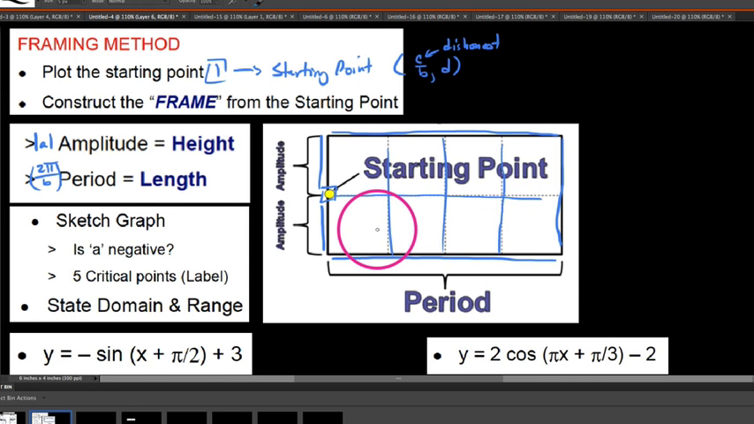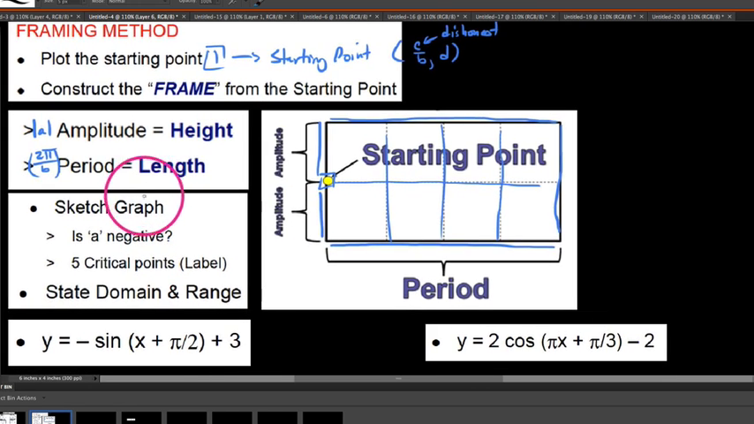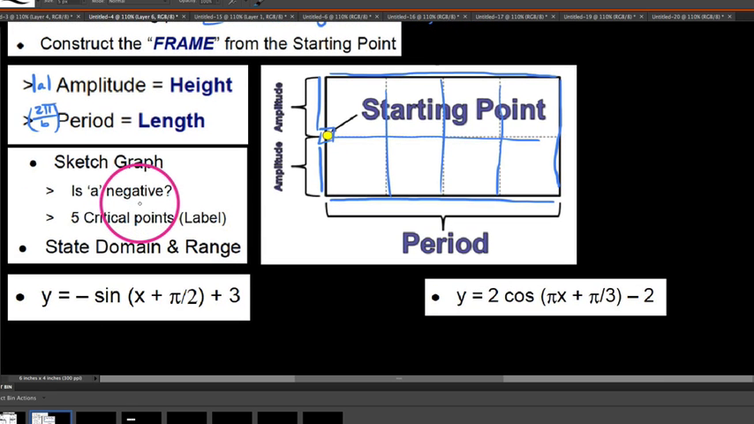So you'll notice that once I say that you have your frame, we will sketch the graph. Determine whether or not we have a reflection. If our a value is negative, then we have a reflection. So we say a negative, I'll make a little hyphen here, just means that we have an x-axis reflection. Recall that that would do that to our graph here.